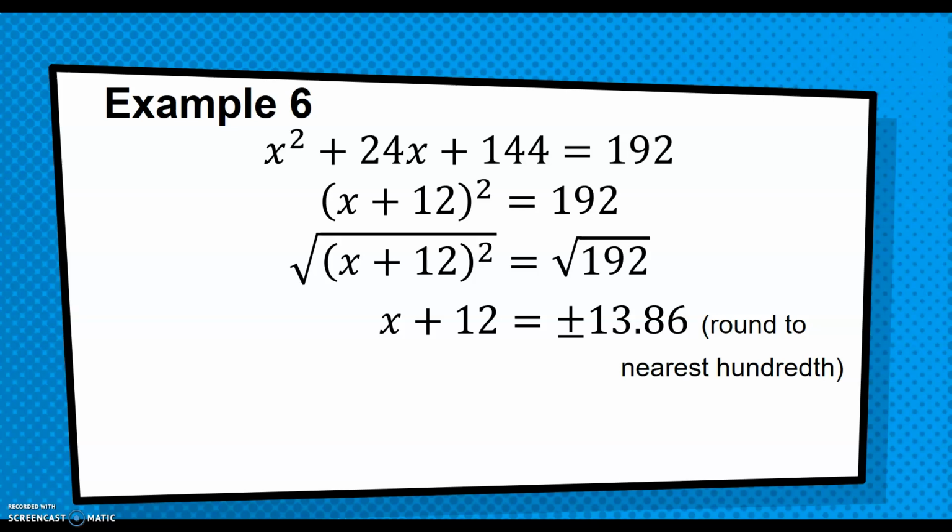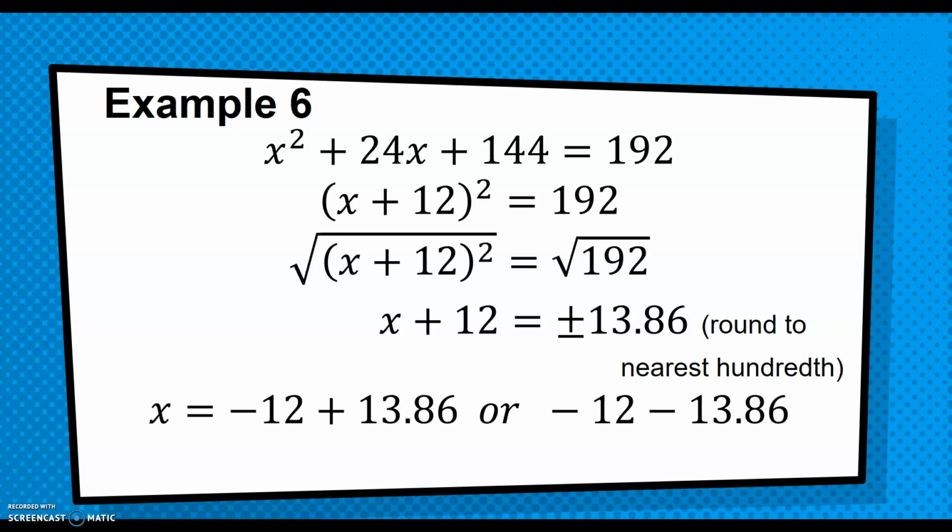Again, I don't want to know what x plus 12 is. I want to know what x is. So I'm going to subtract 12 from both sides, and I get x equals negative 12 plus 13.86 or negative 12 minus 13.86. I simplify, and I get x equals 1.86 or negative 25.86. So this parabola crosses the x-axis at 1.86 and at negative 25.86.